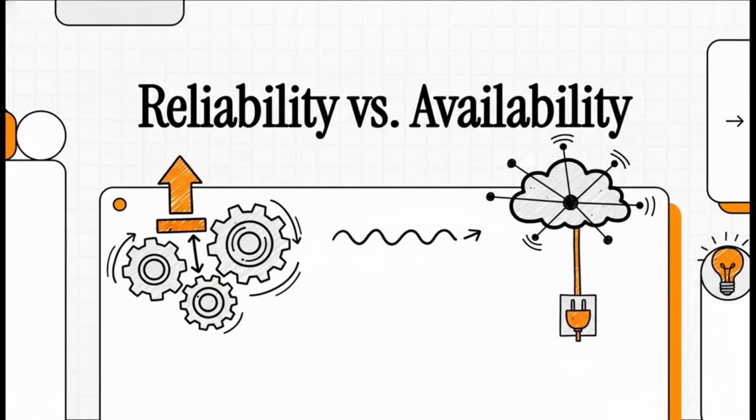Have you ever been in that meeting? You know the one. Your tech team is insisting that a service is up, but your customers, or maybe even you, are complaining that it's broken. It's super frustrating, right? Well, today we're going to clear all that up. We're going to untangle two words that get thrown around a lot but mean very different things: reliability and availability.